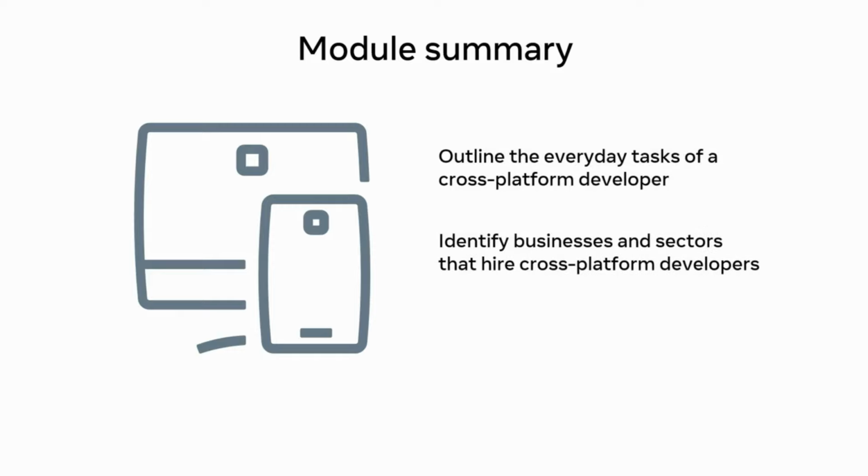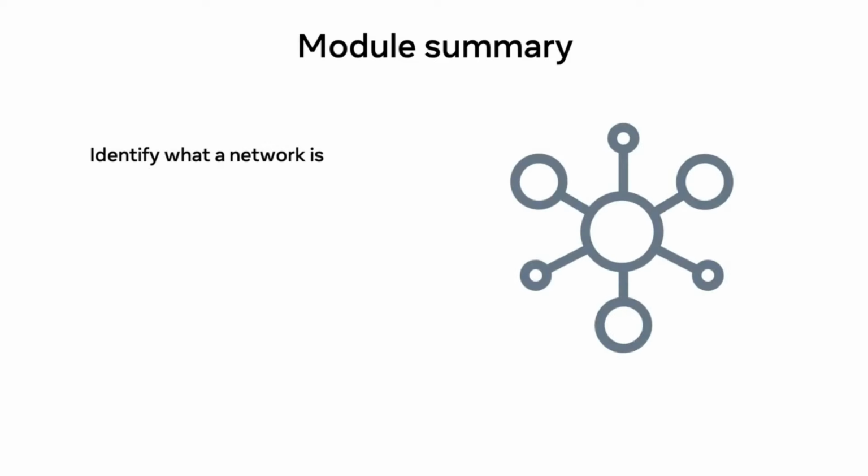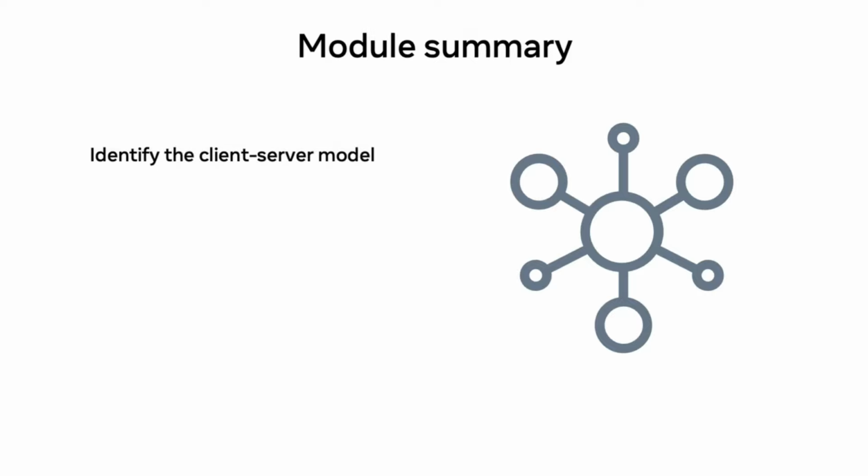You can also identify several of the businesses and areas in which cross-platform developers share their skills, like startups, agencies, and Meta. And you're able to explain the languages and skills that cross-platform developers require to succeed, like JavaScript and user interface, or UI development. Next, you moved on to explore the basics of how the web works. In this lesson, you familiarised yourself with the technologies that power the internet. Having completed this lesson, you can now identify what a network is and demonstrate an understanding of how the internet works, identify the client-server model, and explain the request-response lifecycle.